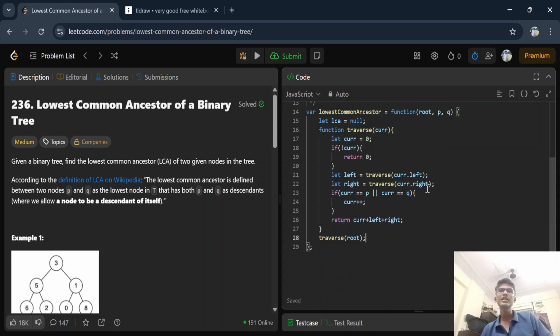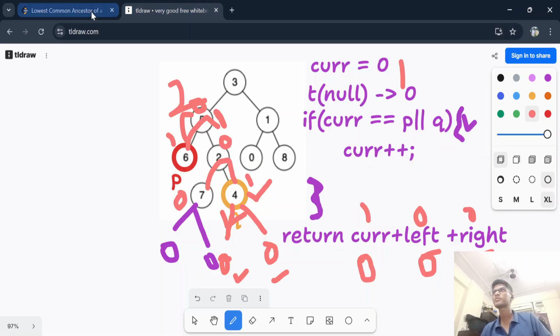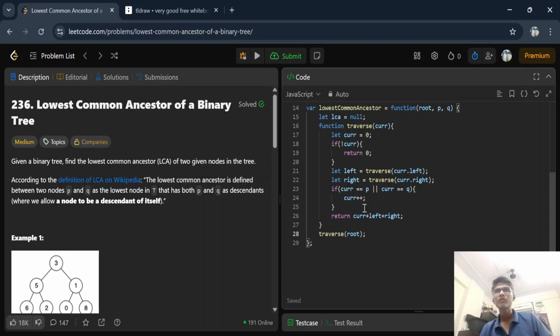So inside this, this left function will also call the traverse function. That traverse function is returning current plus left plus right. So now if that happens, current plus plus. Okay, I'm doing current plus plus, and I'll return this.